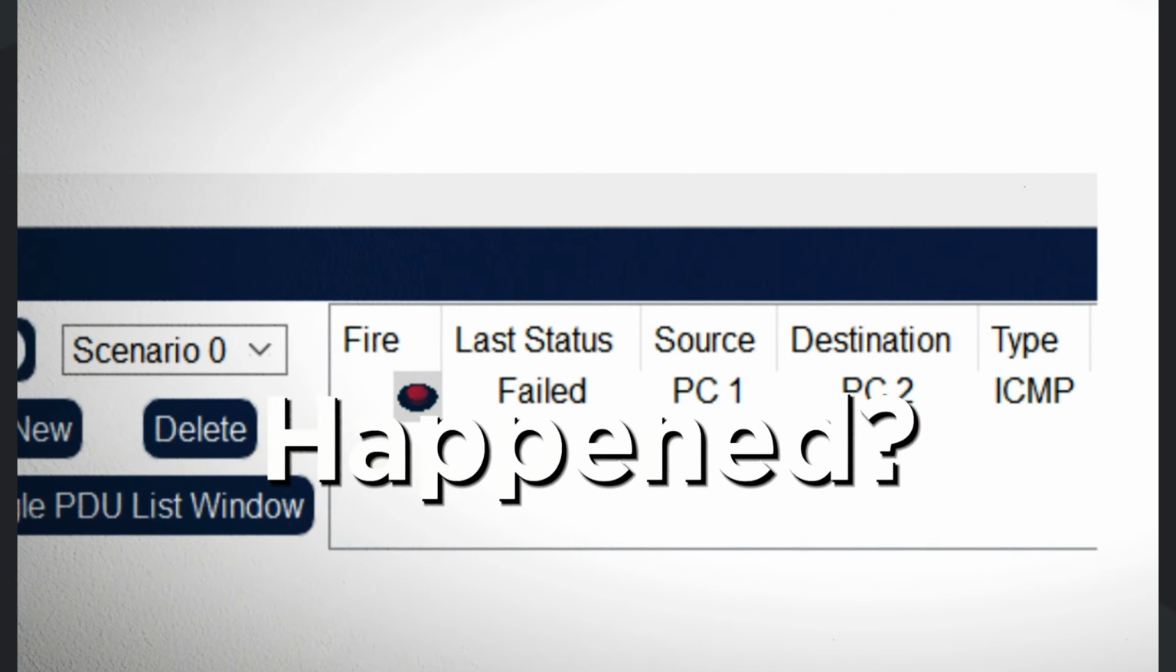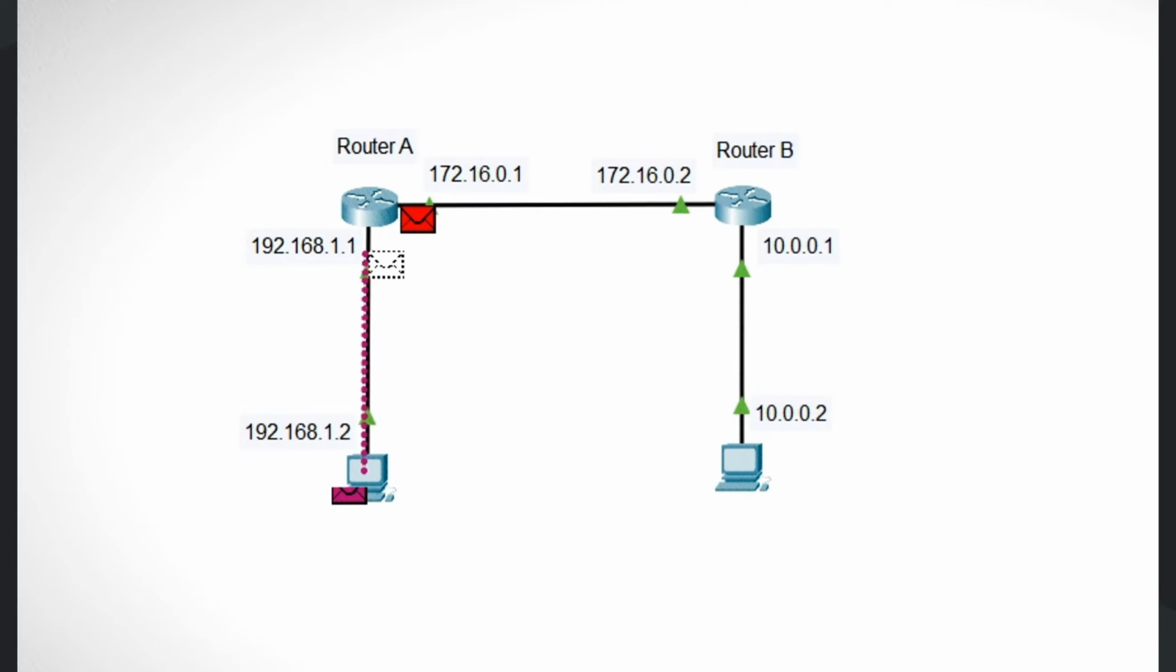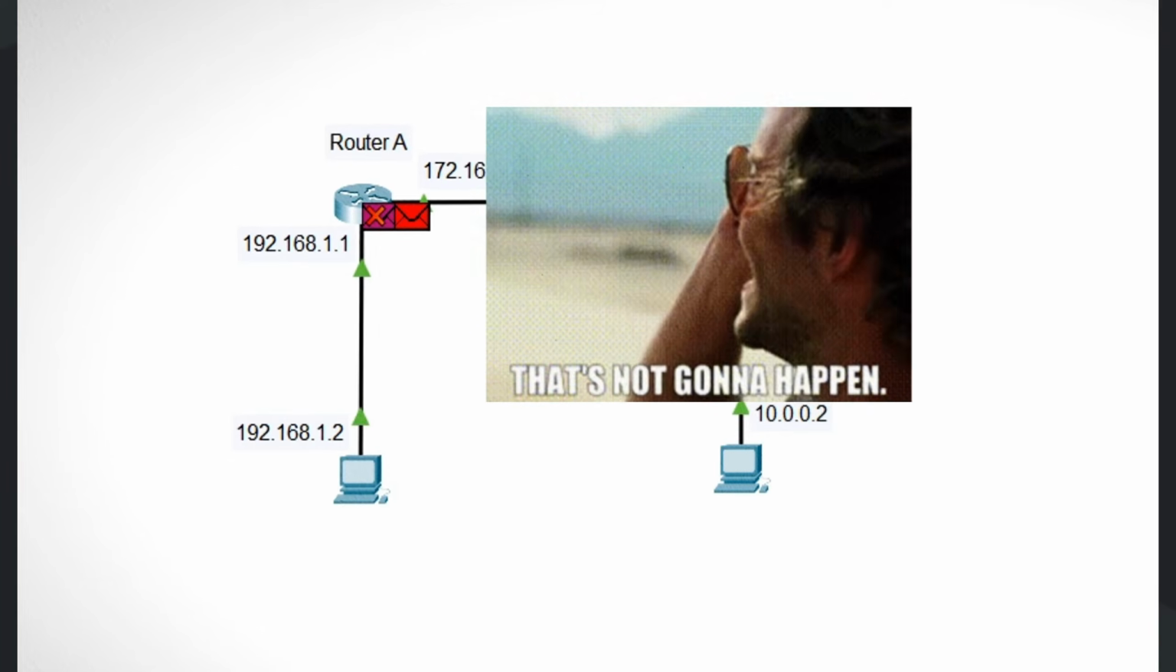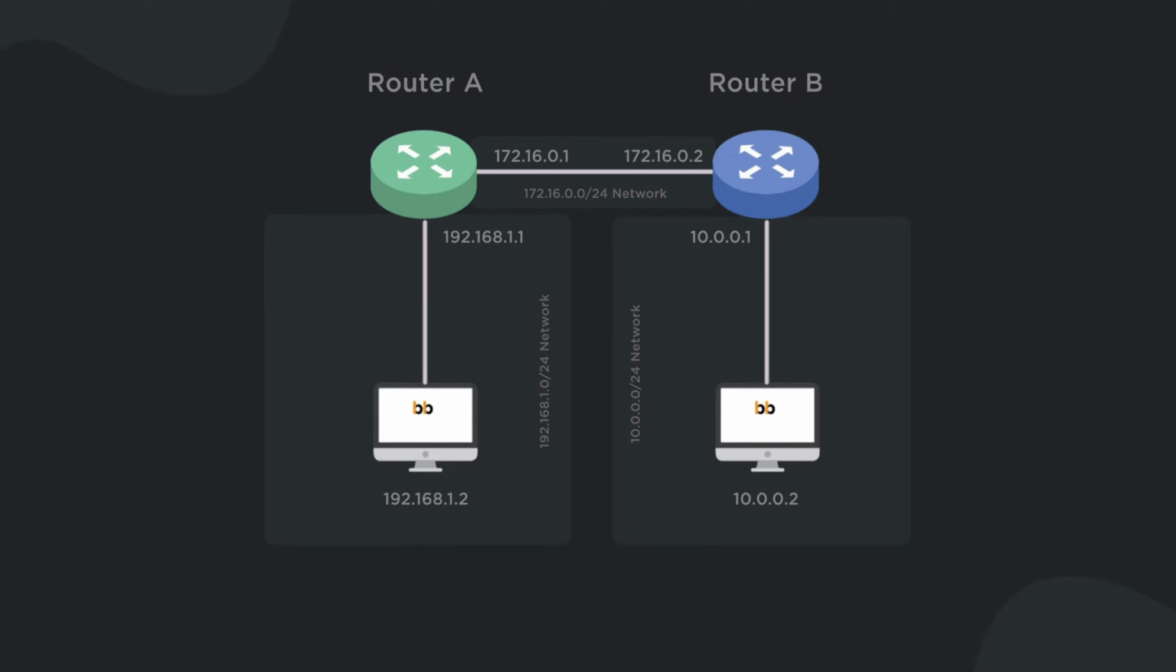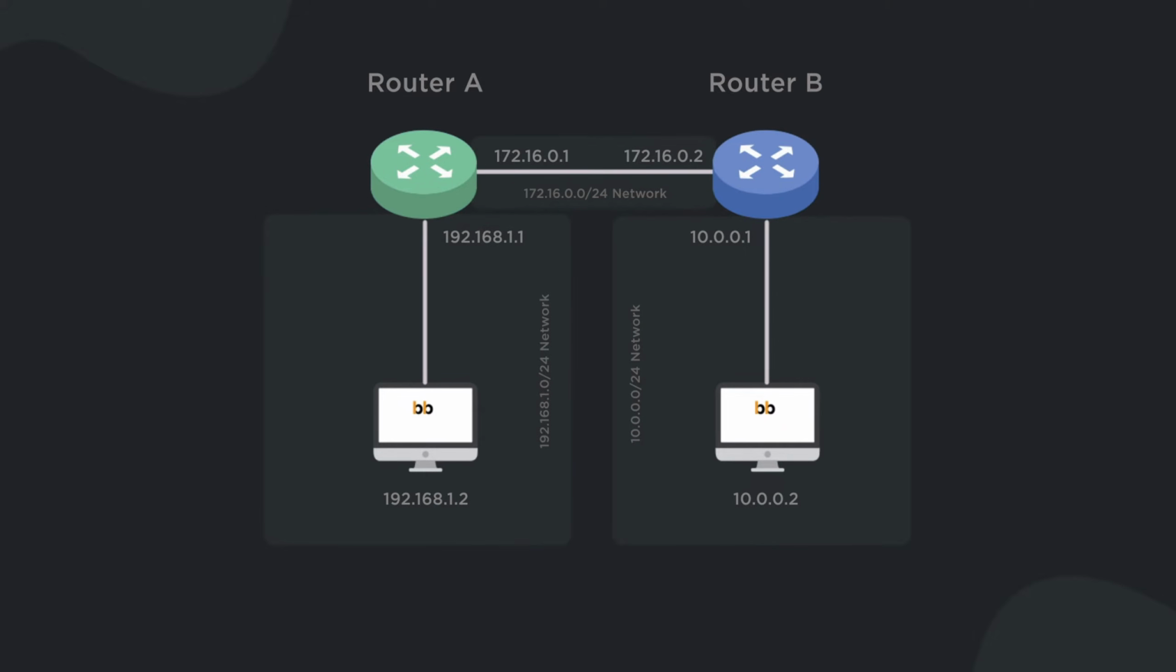But what happened? Through the simulation mode, we can see router A didn't forward the packet to router B. Because router A only knows about the 192 and the 172 networks, it currently has no idea about the 10.0 network. That's why when you try to ping a PC with an IP of 10 or something, router A has no idea where it should forward that packet and it just drops it.